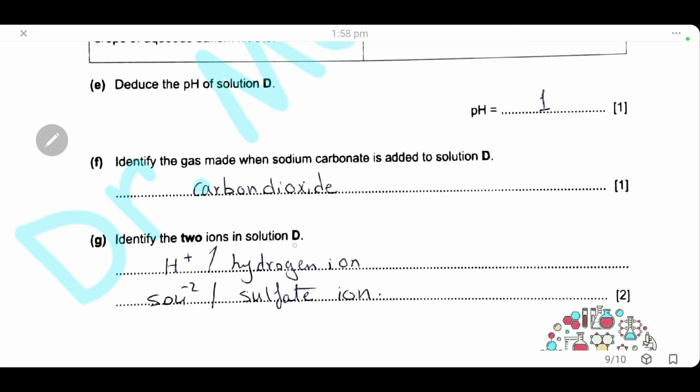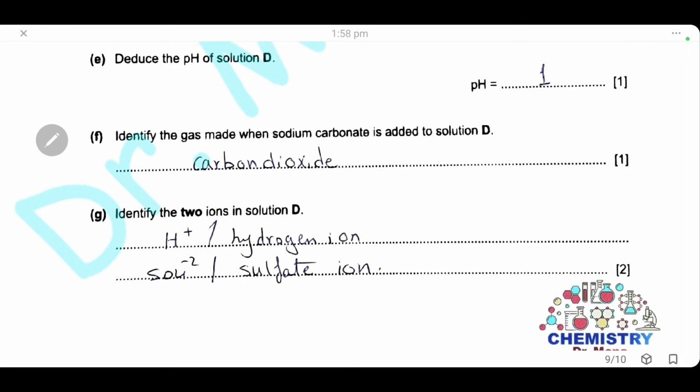Identify the 2 ions present in solution D. As we said, it's an acid and contains sulfate ions, so it's sulfuric acid. We have the hydrogen ions and the sulfate ions, and solution D is sulfuric acid.